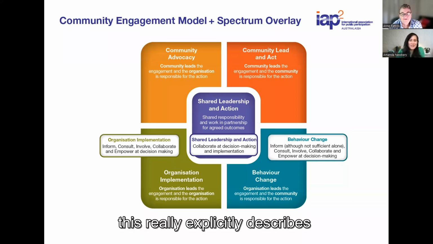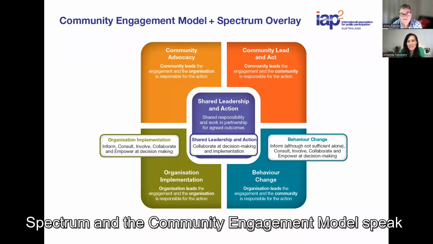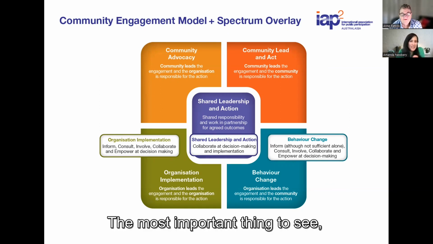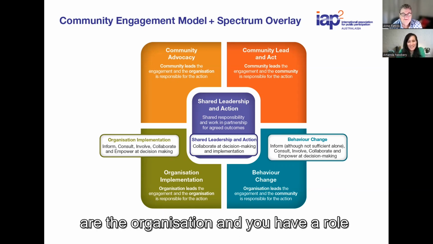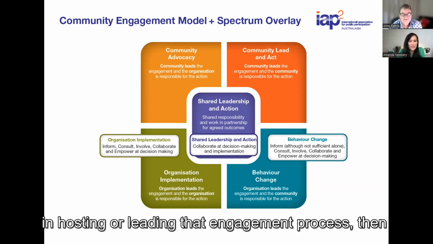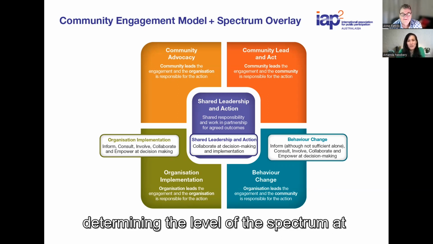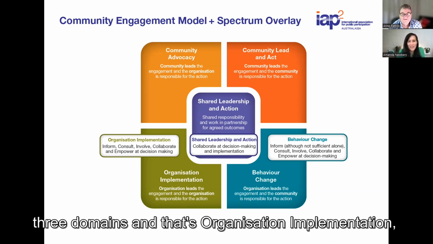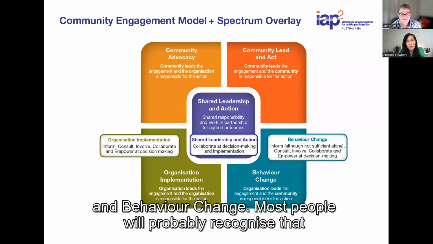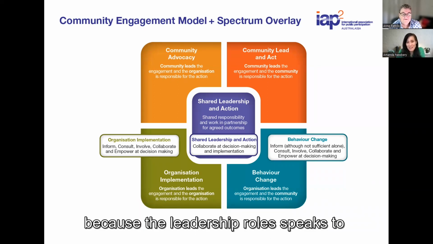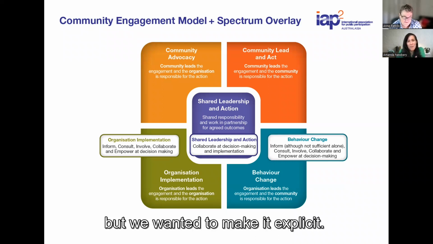And this really explicitly describes how the IAP2 spectrum and the community engagement model speak to each other. The most important thing to see, it's pretty obvious, is that if you are the organisation and you have a role in hosting or leading that engagement process, then you really only have control in determining the level of the spectrum at 3 domains, and that's organisation implementation, shared leadership and action, and behaviour change. Most people will probably recognise that because the leadership role speaks to the organisation being able to determine the level of engagement, but we wanted to make it explicit.